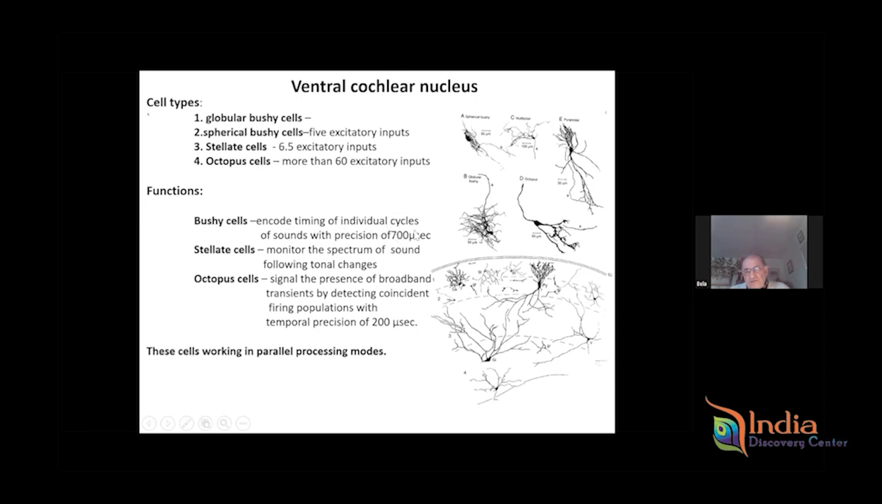The bushy cells have 600 microsecond frequency that can handle incoming information. The octopus cells are faster, with 200 microsecond precision, that can handle incoming information. So it's very, very unbelievable.